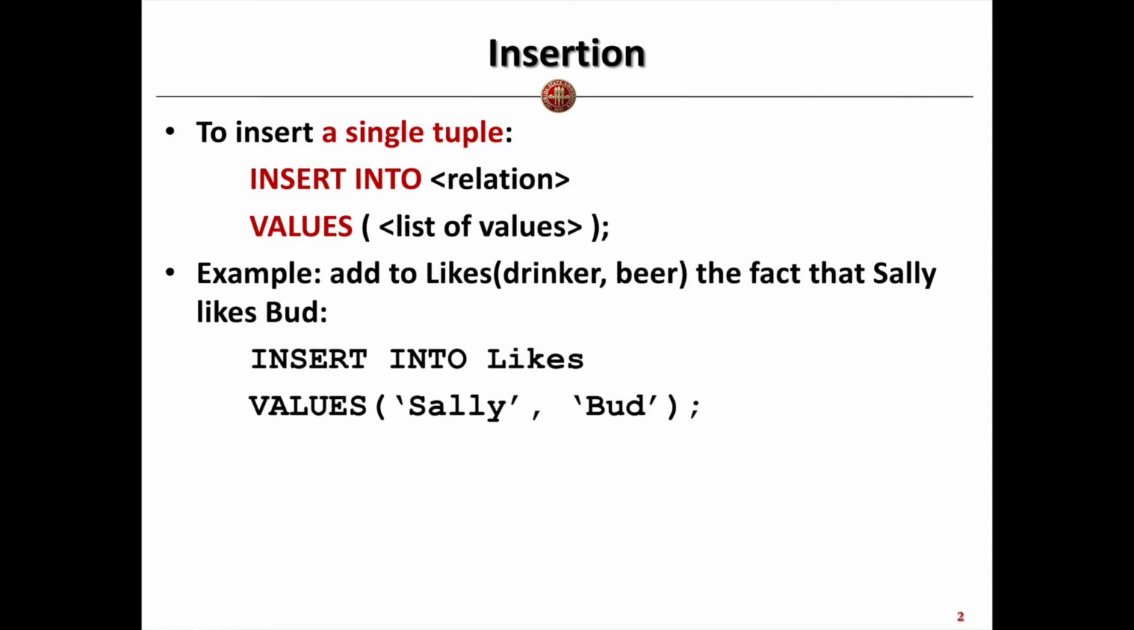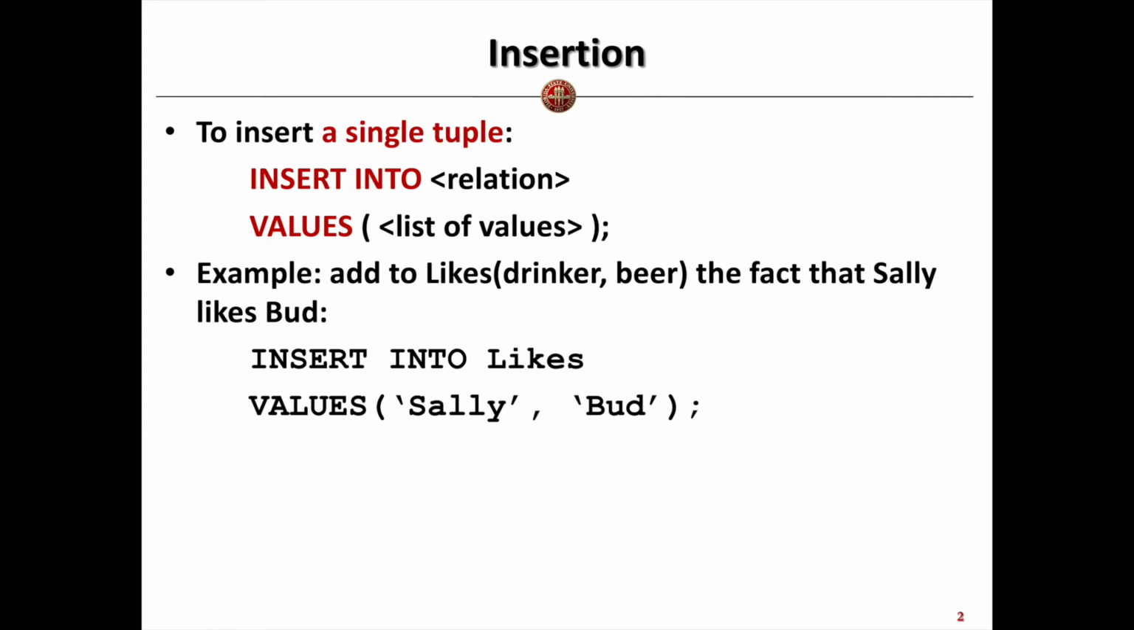So to insert this new data into the table, we can do so by following the template we showed above. INSERT INTO Likes. Likes is the table name, right? VALUES, parentheses. The first one is Sammy. Sammy corresponds to the first attribute, drinker. The second one is Bud. It corresponds to beer. They are both strings. And we have a closing parenthesis, and then a semicolon. So by writing the statement like this, we can insert into the Likes table Sammy and Bud, denoting the drinker and the beer, as a new tuple.